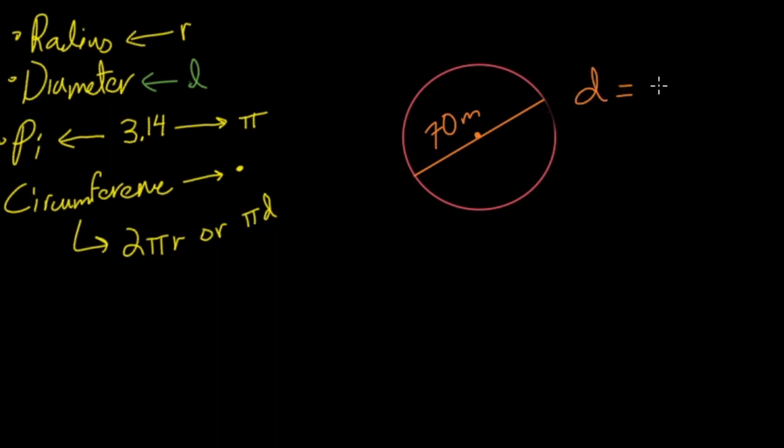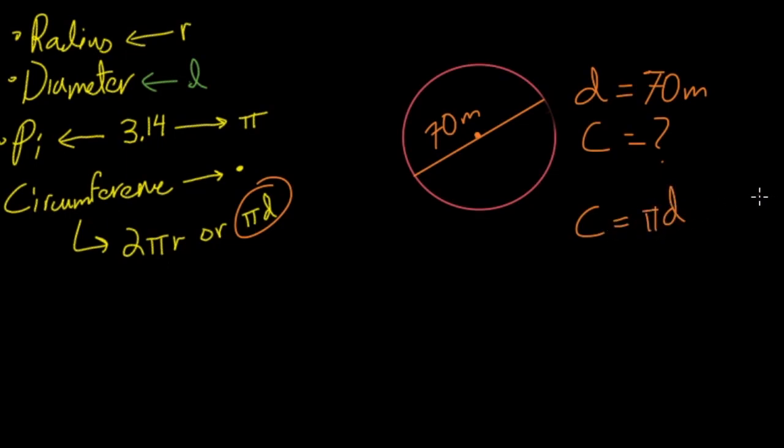So I simply write d is equal to 70 meters. And they're asking for the circumference, right? Then all we have to do is once again write the formula. C is equal to 2 pi r. But wait a minute, we don't have r. We were given d. So here we have a choice. We can either find r or we can use this equation. For this one, I want to use this equation instead, so c is equal to pi times d.